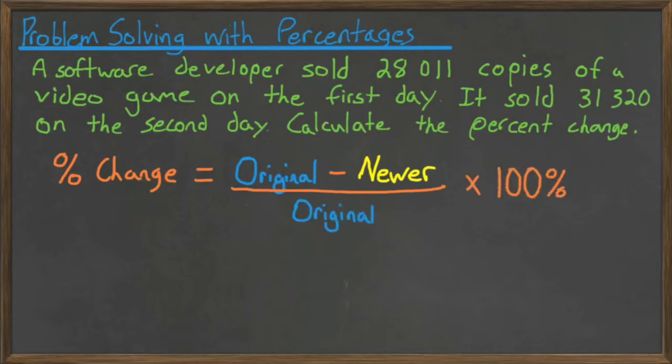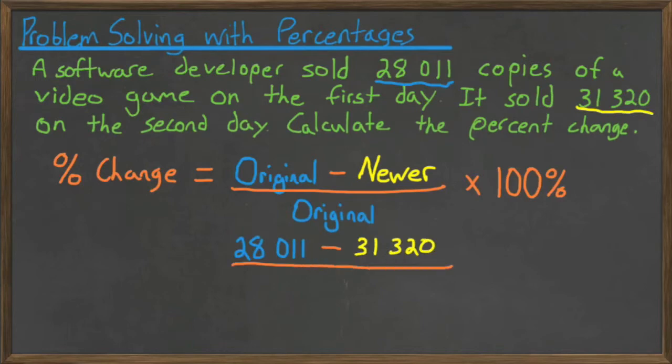So we use this formula, which is our original price, subtract our newer price, divided by the original, and then we multiply that times 100 to get a percentage. So you take our original price, which is 28,011, subtract our second day price, or the newer price, 31,320, and then divide it again by the original.